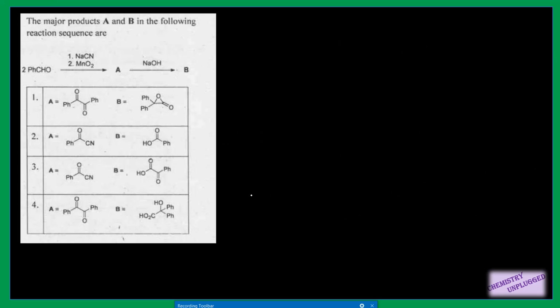Then next is a question from CSIR NET 2019. You can easily do this reaction now. This is no more difficult. So we have here benzaldehyde. First we are using NaCN, instead of KCN, which will provide us CN minus.